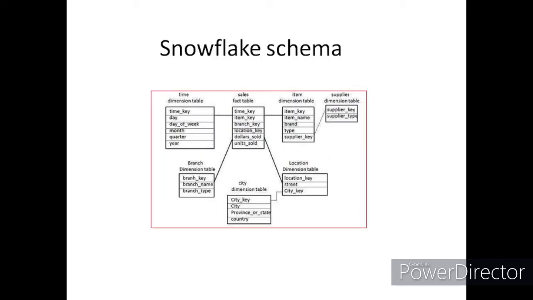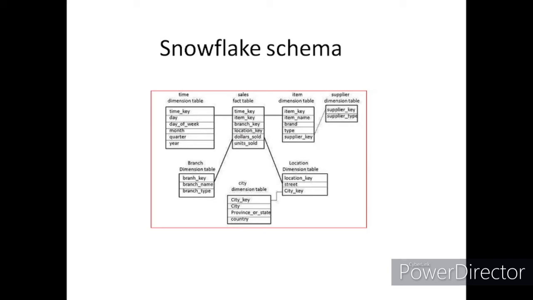Next is the snowflake schema. The snowflake design is very much similar to the star design, except for the dimension table. In snowflake design, dimension tables are normalized. You can see in the figure the location table is more normalized, that is the location and city. These two tables are actually separate tables here, and they have a primary and foreign key relationship. So you can see here location and city are more normalized tables and all the other things are the same as star schema.